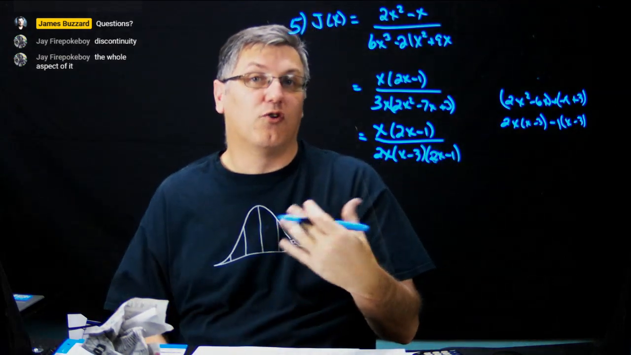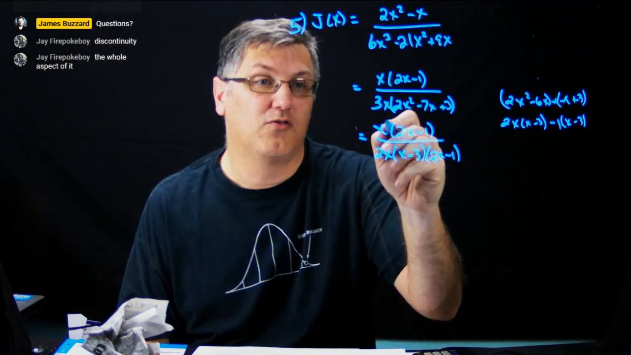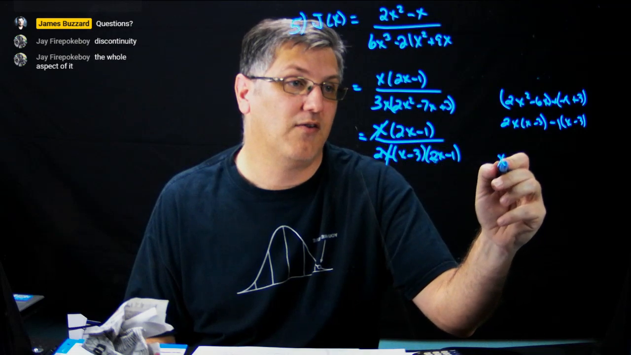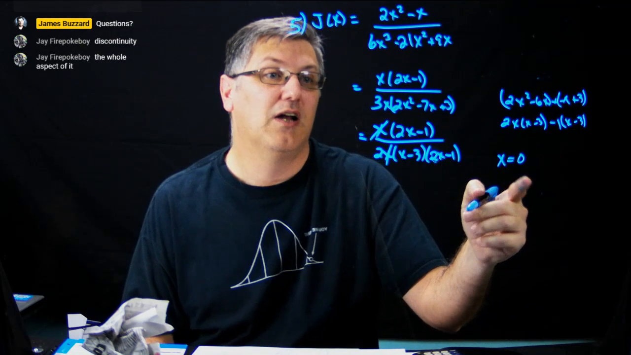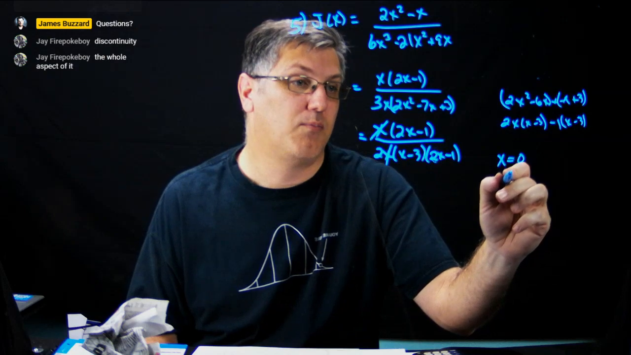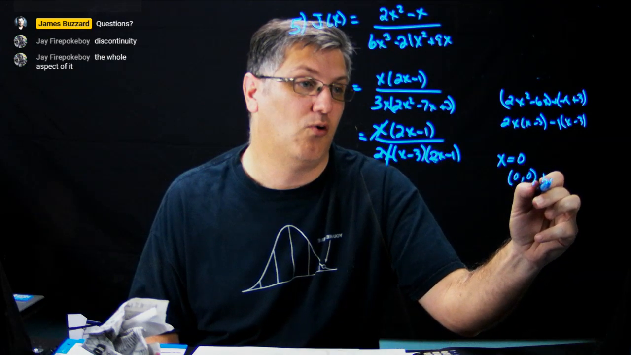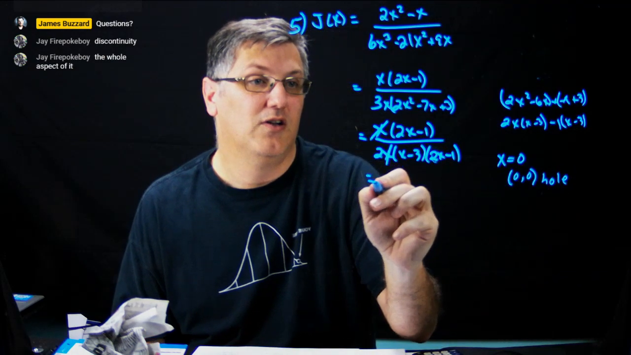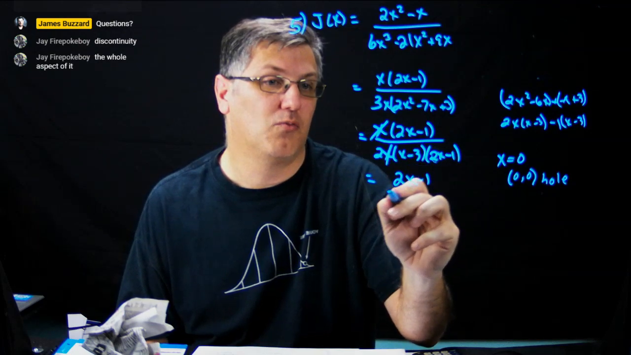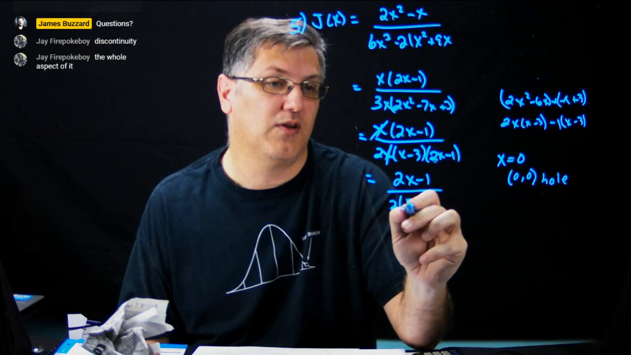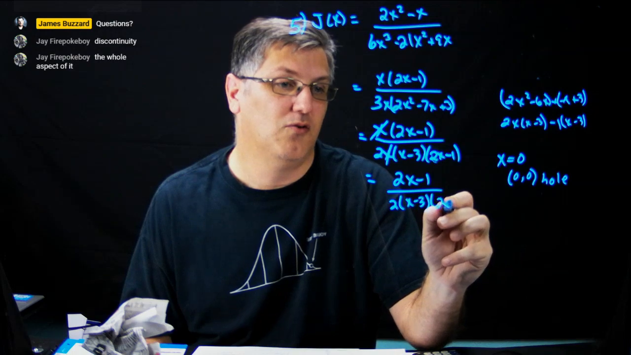Okay, so first thing we need to do, we need to find the holes. We need to reduce this. These x's go away. I know I'm going to have an x at 0, and if I put this in, I'm going to have a point at 0. 0 is a hole. All right. So this leaves me with 2x minus 1 over 3 times x minus 3, 2x minus 1.